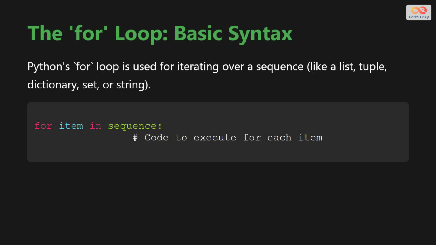In Python, the for loop is your go-to tool for iterating over sequences. A sequence can be anything like a list of items, a string of characters, or other iterable objects. The basic structure is simple. You write for, followed by a variable name we choose, then in, and finally the sequence you want to loop through, followed by a colon. The indented block of code below it is what will be executed for each item in the sequence.